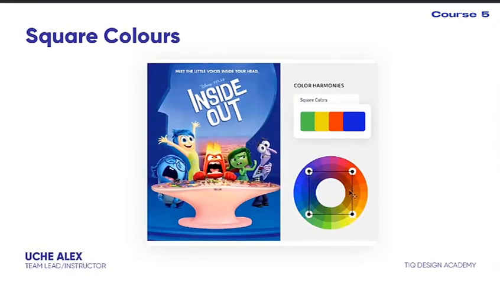The square color harmony is almost like the tetradic color harmony. It's still made up of four colors which have an equal number of color spacings between them. So here we have blue, and in between the blues we have these shades of color.